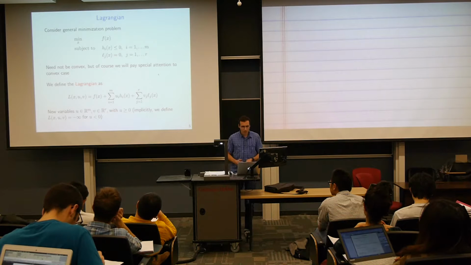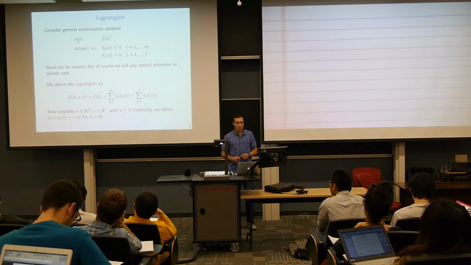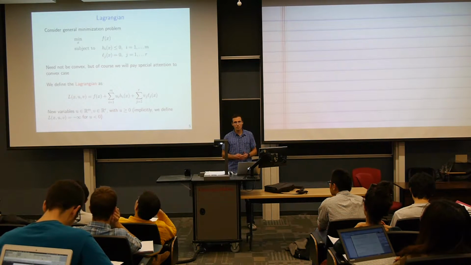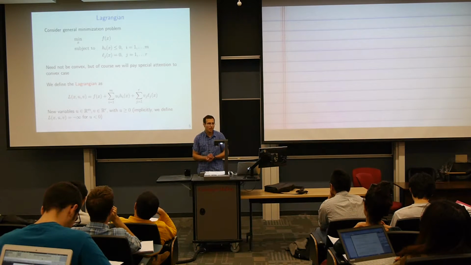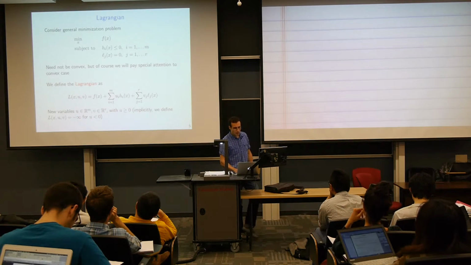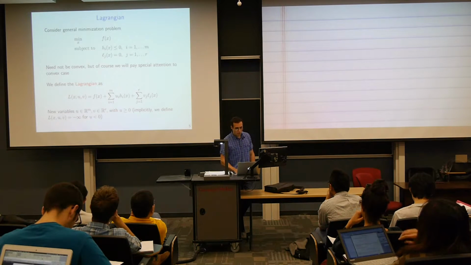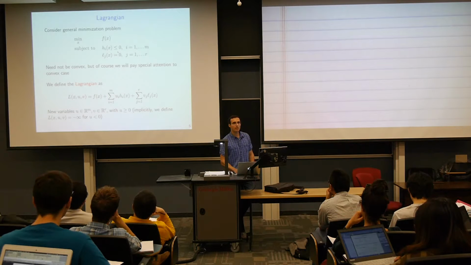So from this problem, we define a Lagrangian, which is just the same thing we did with the linear program setting, but with these constraint functions instead of linear ones. So we define a pair of dual variables u and v, where we have one u_i for every inequality constraint.